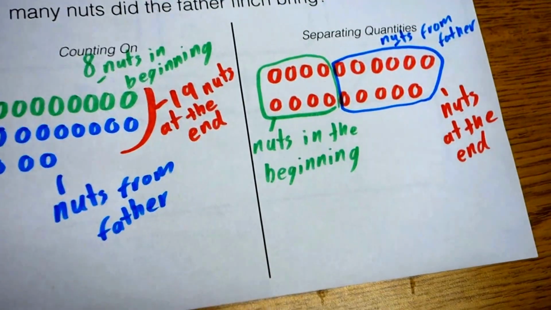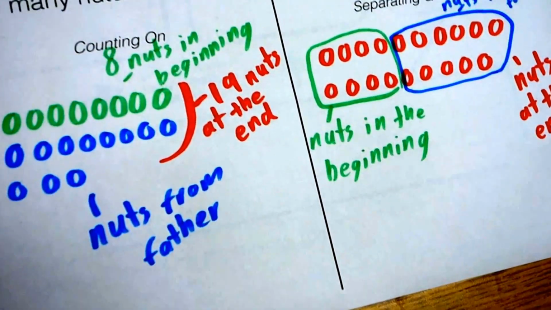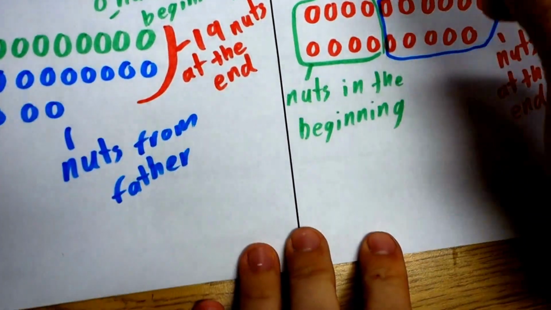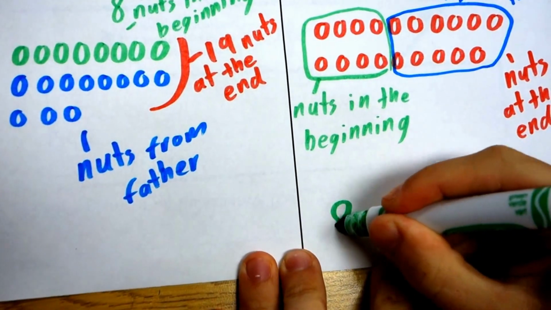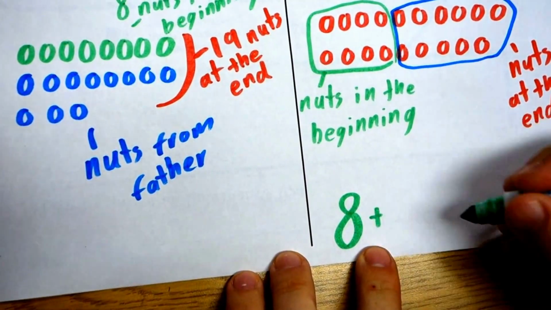The last thing that we can do is we can represent this whole thing with an equation. And this helps to make sure that whatever our problem says is connected to a mathematical model. So our equation was that 8 plus something, we weren't sure.